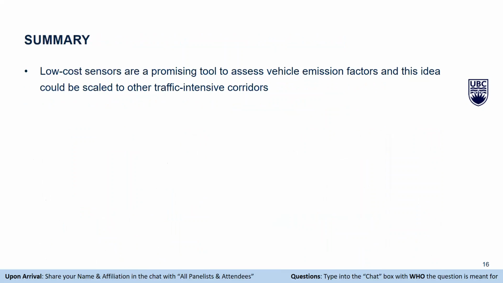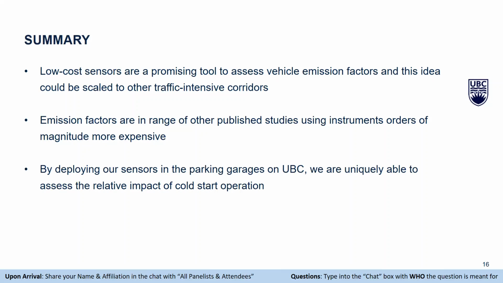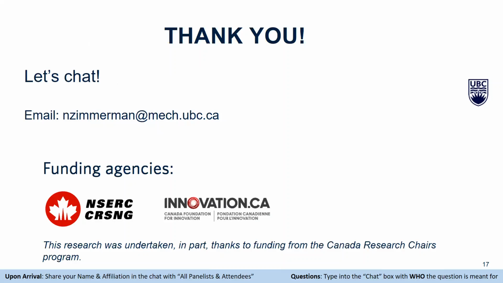So in summary, low-cost sensors seem to be a promising tool to assess vehicle emission factors. We hope to scale this idea to other traffic-intensive corridors. Our emissions were in the range of other published studies. And by deploying our sensors in the parking garages at UBC, we were also able to look at cold start operation. I'm out of time, but let's chat about this both in advance or after the talks. Love to hear your input.